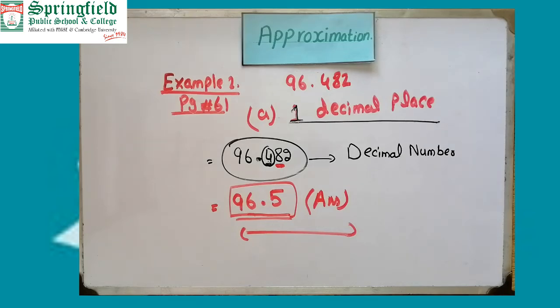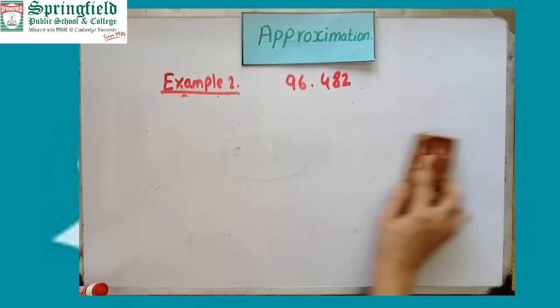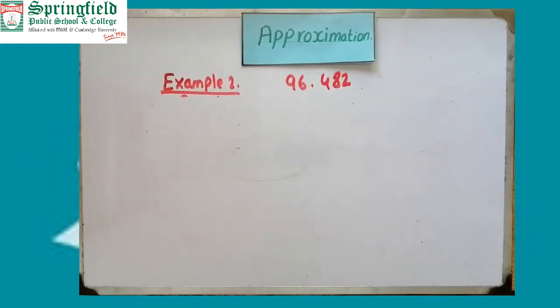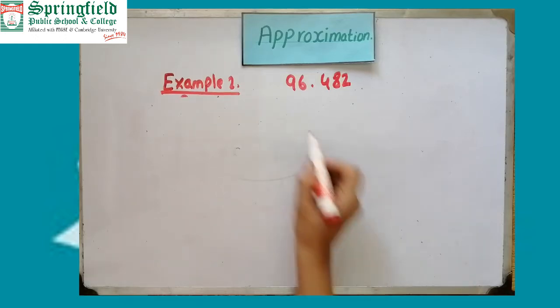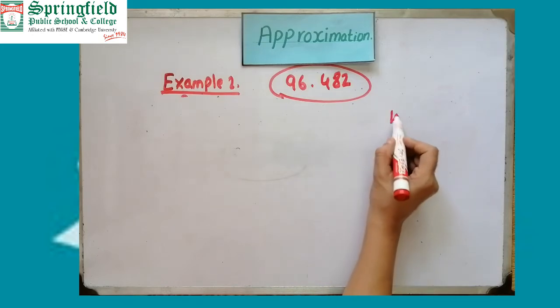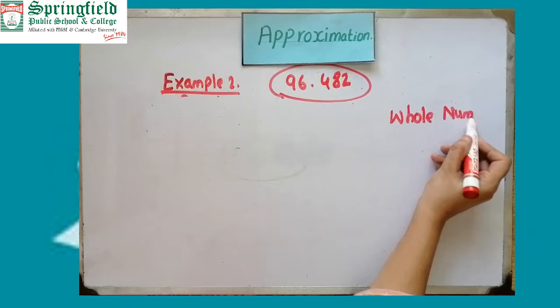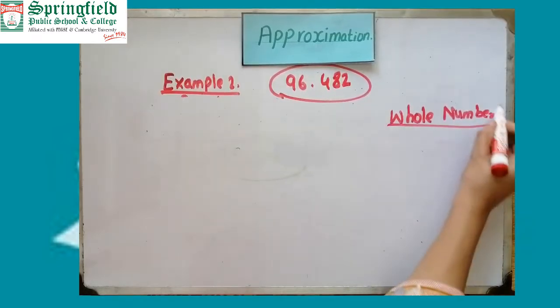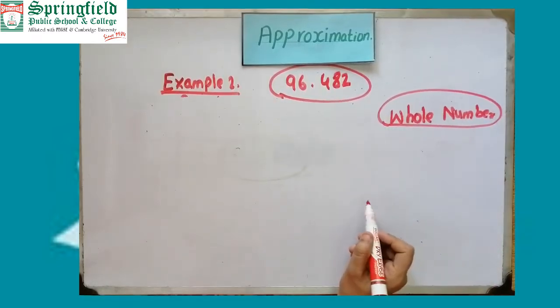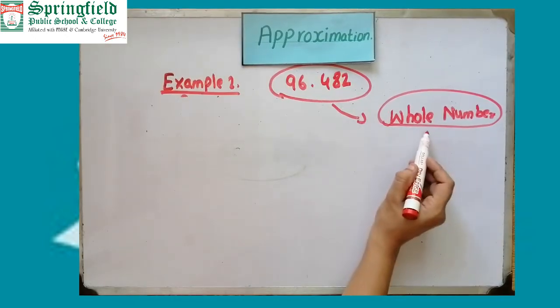Okay. And in the second part, they are saying round off to the nearest whole number. Whole numbers: as we know, this is a decimal number, and a whole number means a number that is without a decimal point. That number is called a whole number. So how can we convert a decimal number into a whole number?